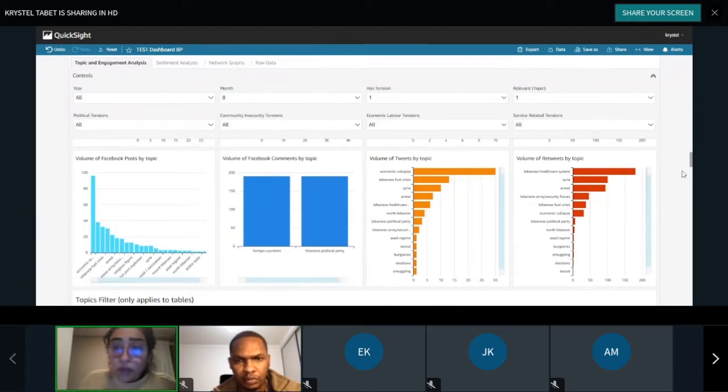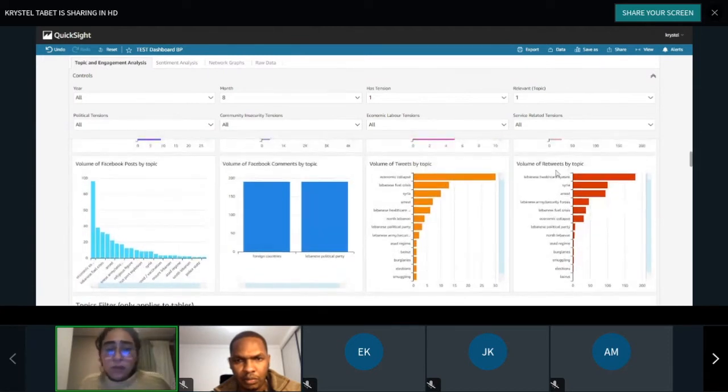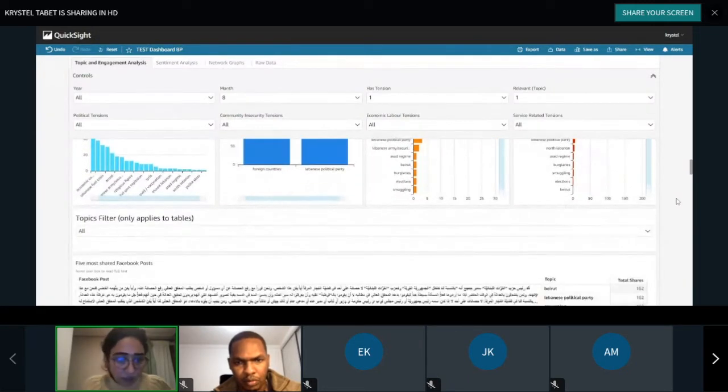And then, here as well, it's very interesting to see what people retweet the most. The Lebanese healthcare system in August was retweeted the most, and Syria as well, whereas the tweets were mostly about economic collapse, the Lebanese fuel crisis, and Syria. What people retweeted was about the Lebanese healthcare system, obviously, because there's a collapse in the country, and about Syria and arrests, because it was a wild month of attacking activists in Lebanon.